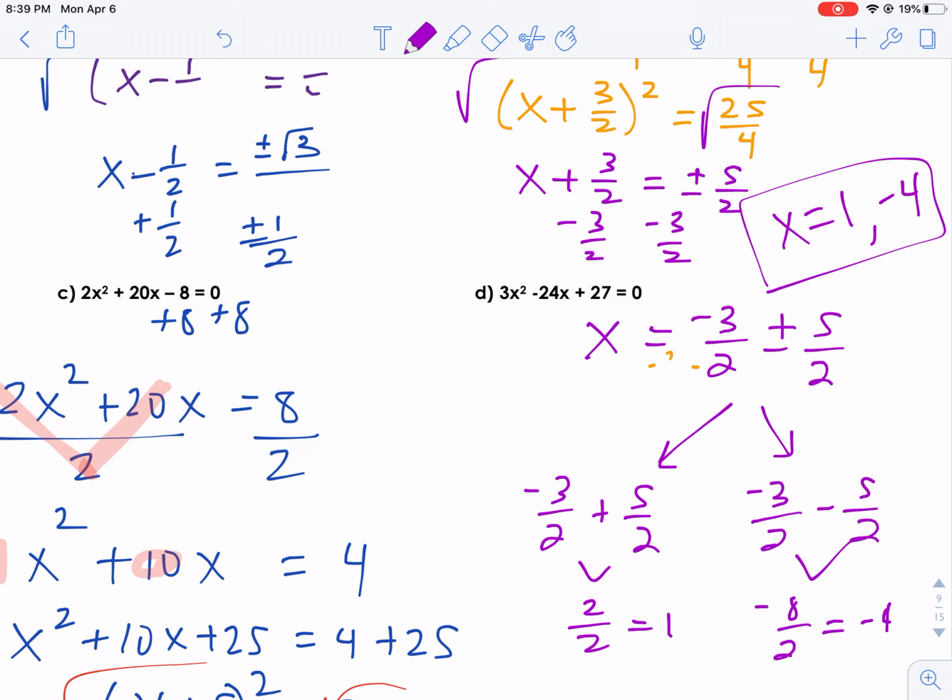All right, this is the last type of equations that we'll look at for completing the square, and then tomorrow we will move on to the quadratic formula.